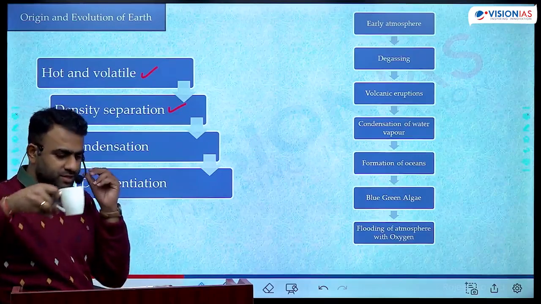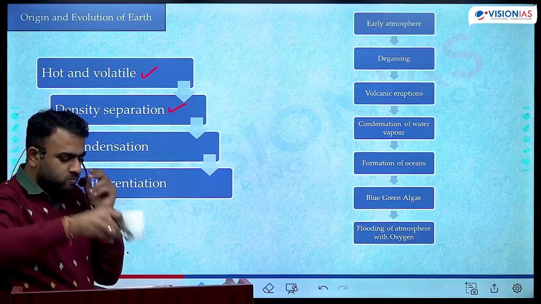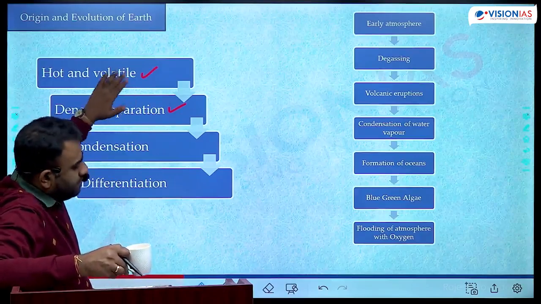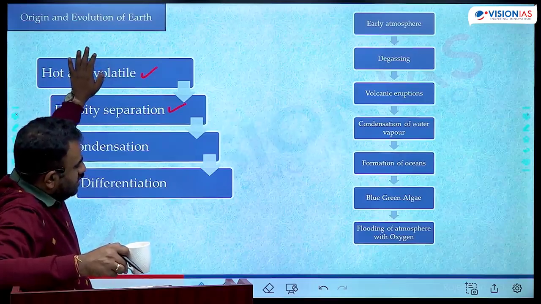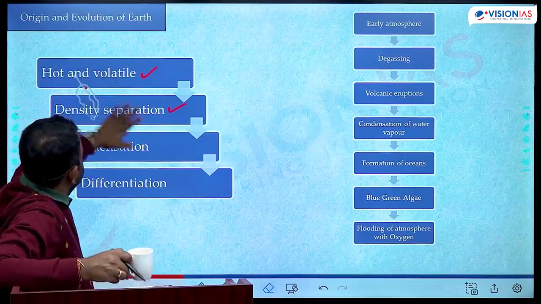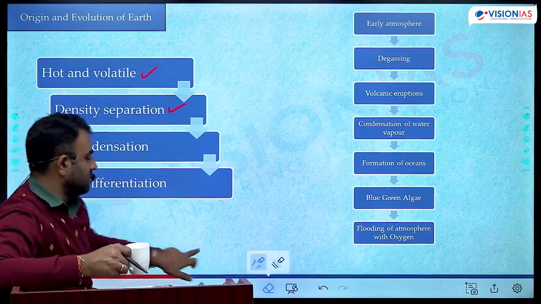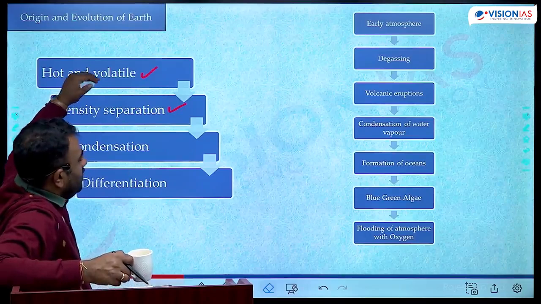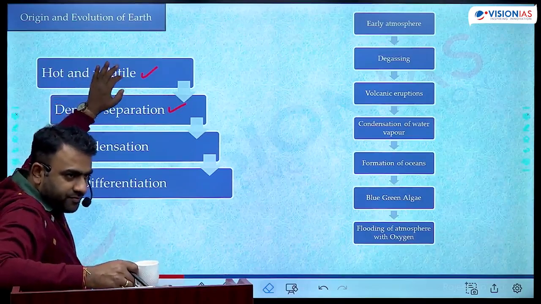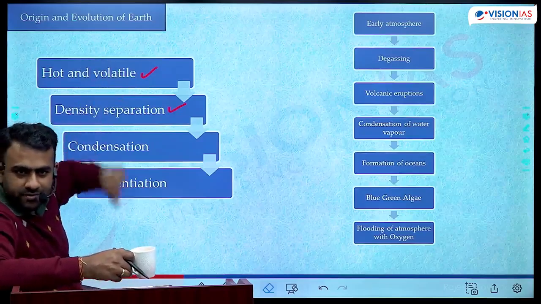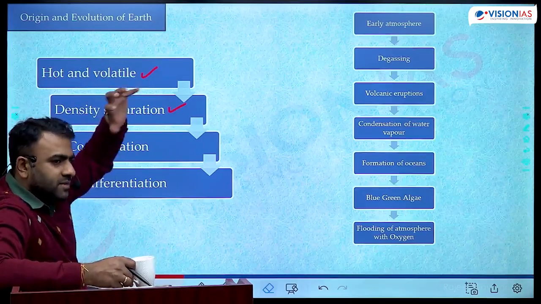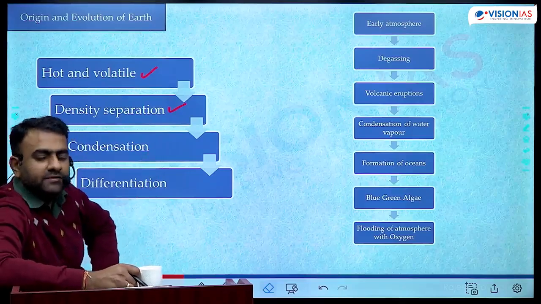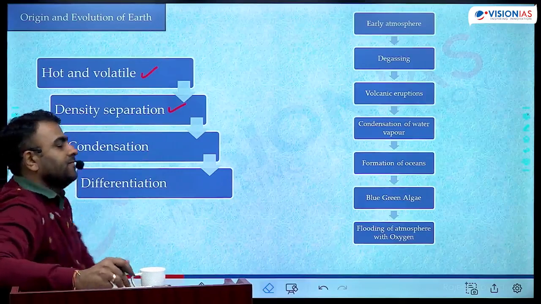So what do you mean by density separation? The separation of the material as per the density. When it was in a hot and volatile state earlier, every type of material was all mixed up. The high temperature can make all these materials get mixed up irrespective of their density. But as the temperature starts to decrease, the heavier elements will start to sink towards the center. The lighter ones will start to come towards the surface.